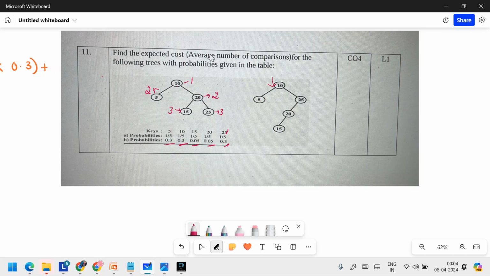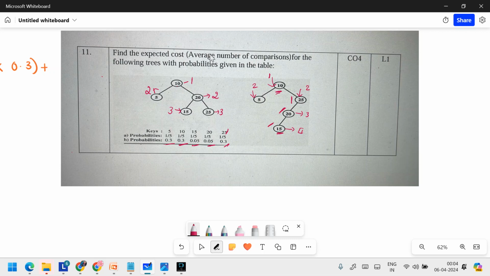Here if I want to start at 10 and I want to find 10 itself, the number of comparisons is 1. Here the number of comparisons is 2. Here the number of comparisons is 2. Here it is 3. And here it is 4. Why 4? Because if I want to reach 15, I will have to start at 10. So 1 comparison, here 2 comparisons, here 3 comparisons, and here 4. So total number of comparisons is 4.